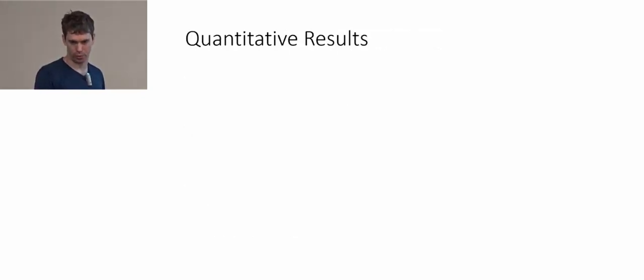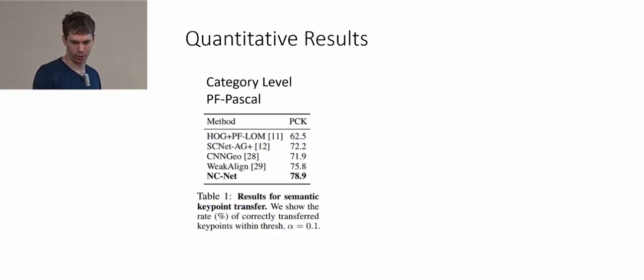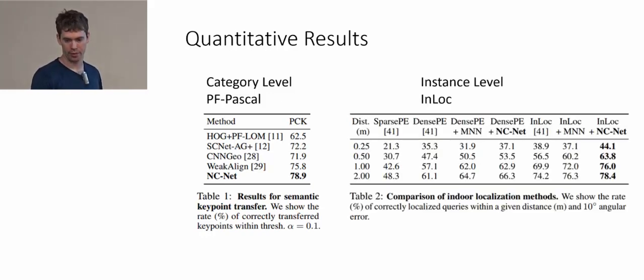So the quantitative results are pretty convincing. They improved the state of the art on the PF Pascal dataset by just over 3%. Here PCK stands for percentage correct key points. So given a number of key points in an image, what percentage of them did they match correctly? And they did this without annotations. They had similar results with the indoor localization dataset. Here they're measuring the percentage of images correctly localized within a distance tolerance. So the higher the tolerance, the better the accuracy, obviously.